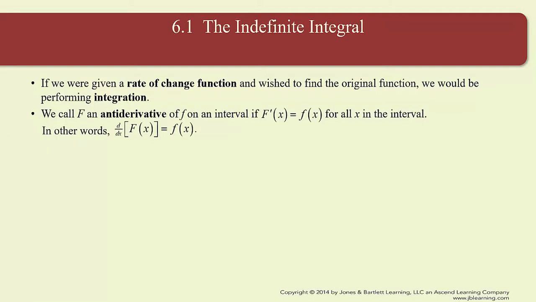In general, we're going to call uppercase F an antiderivative of lowercase f if F prime of x equals little f of x for all x in the interval. In other words, if you do the derivative of uppercase F, you get lowercase f. And this is actually going to be something we're going to remember because it's a built-in check. We're going to know if we have correct answers going forward by simply differentiating what we get as a result.